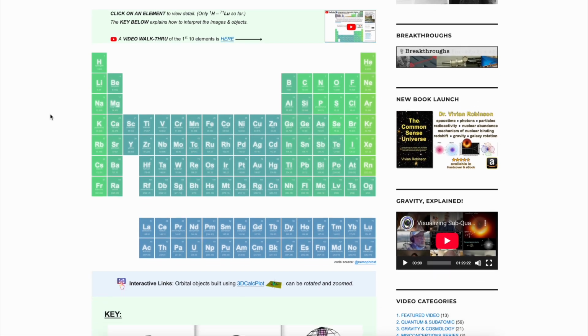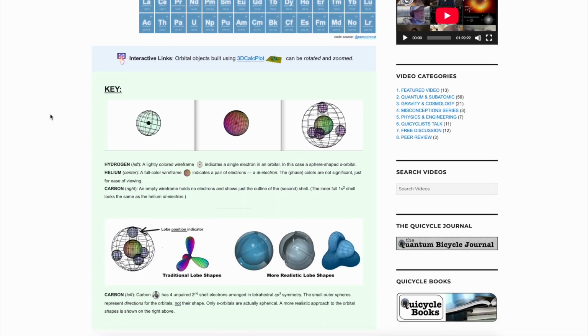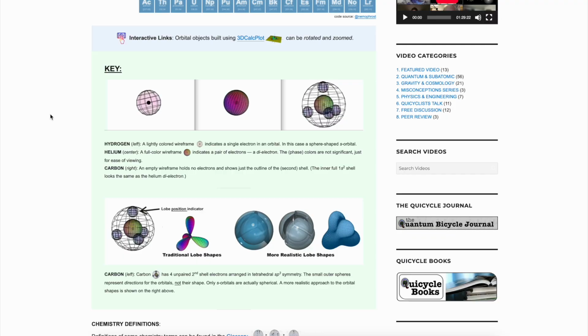If you scroll down below the periodic table, there's a key to clarify what we are going to be looking at and what these shapes are actually meant to depict. If you have a very light colored wireframe orbital, that's meant to show that it only contains a single electron. If it's a brightly colored orbital, it's meant to show that it contains two electrons, a pair, a dielectron, or a Cooper pair, if you will.